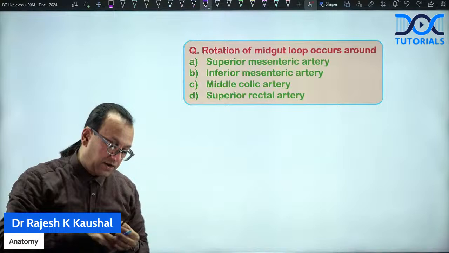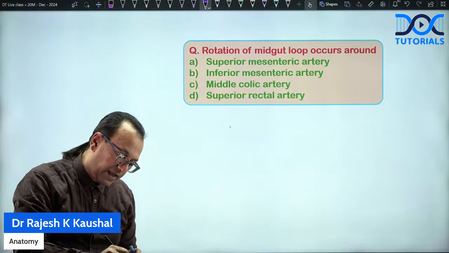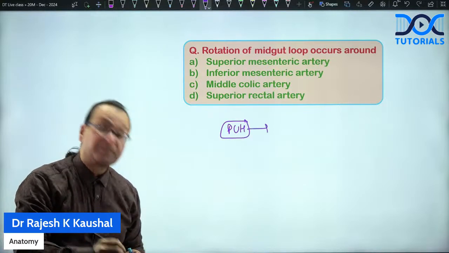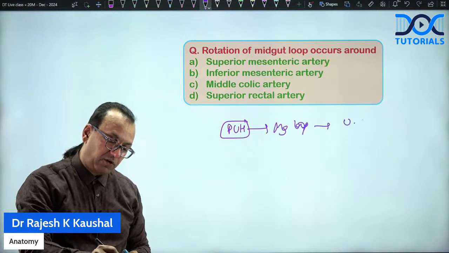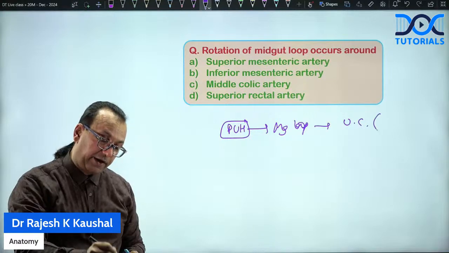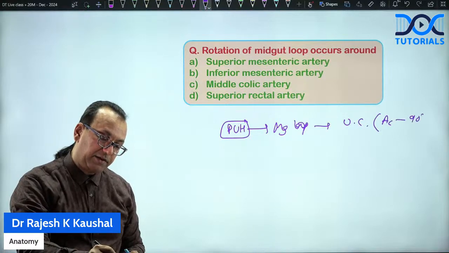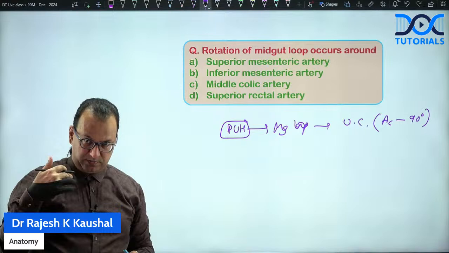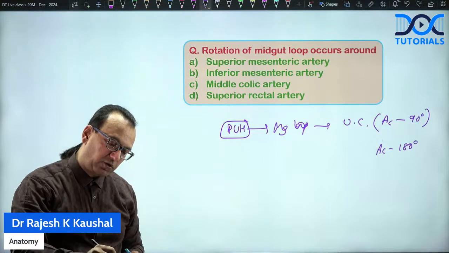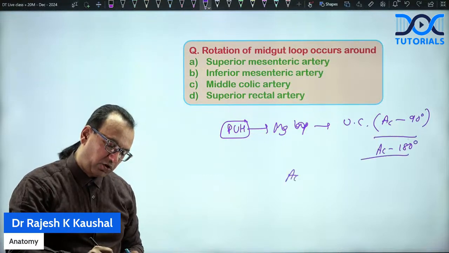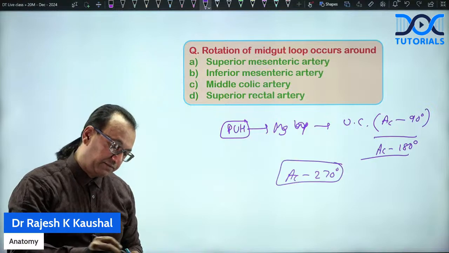So basically what we learned is, first we have physiological umbilical hernia. The midgut loop will move into the umbilical cord, and there it will be rotating anti-clockwise by 90 degree. Then it will come back. As it is coming back, it will be rotating again anti-clockwise by 180 degree. So what is the total? Total, it is anti-clockwise 270 degree.